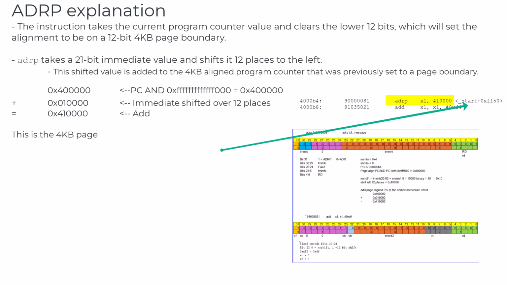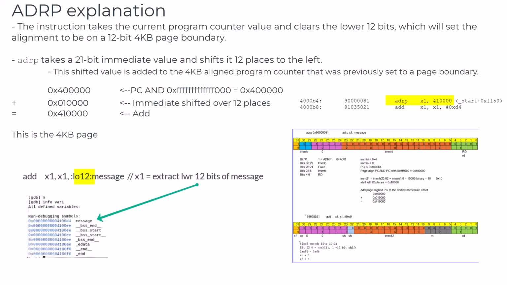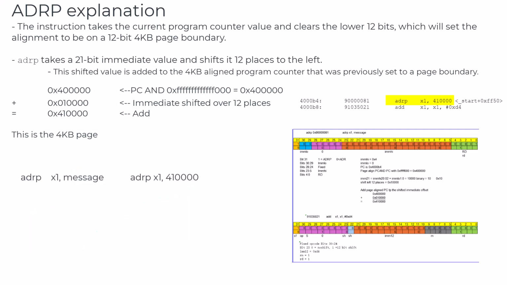If we now add FF50 to the program counter's value at _start, which is shown in the disassembler program as 4000B0, we do indeed get the value 410000. The notation :LO: is an assembler modifier that takes out the lower 12 bits of the symbol message, which equates in the disassembler to hex D4. You note that the symbol message in the original source code has been replaced by a hex value.